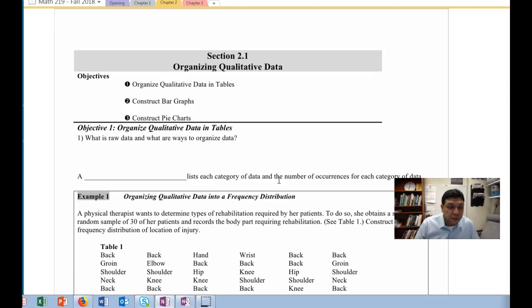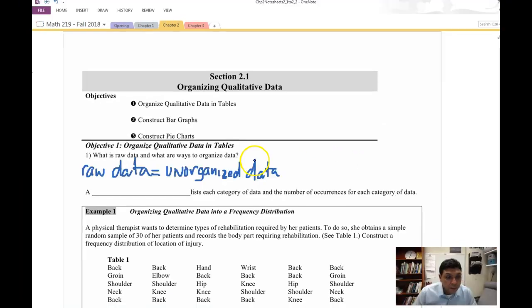The first question you're prompted with is this idea: what is raw data, and what are ways to organize that? So that's something I want you thinking about real quick. So you thought about it. Raw data is just unorganized data. So it's the data that we have before we start putting it into the ways we organize it, which is through tables, graphs, charts. And so that's how we organize the data. Unorganized data is just kind of data that looks like what we see in example 1.